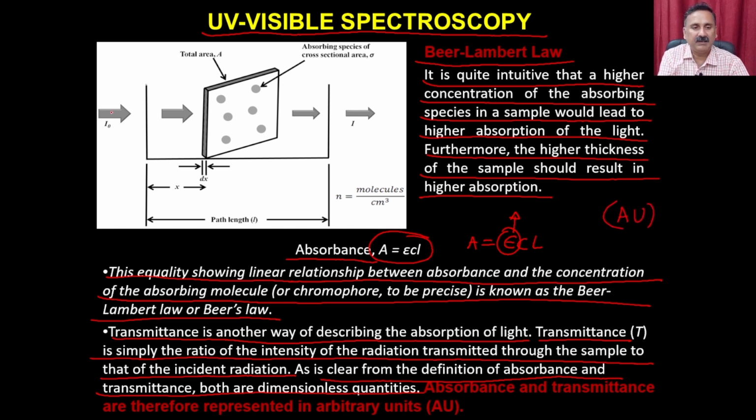So what will happen is that if you are illuminating a sample with I0 intensity, and suppose this is the total surface area of the absorbing unit, which has a thickness of dx, and it has a surface area of epsilon, then it is going to absorb according to this area and volume. And the path length is L. Then the number of molecules is given per centimeter cube, and that number of molecules is going to decide how much the sample is going to absorb, or how much less it is going to transmit.